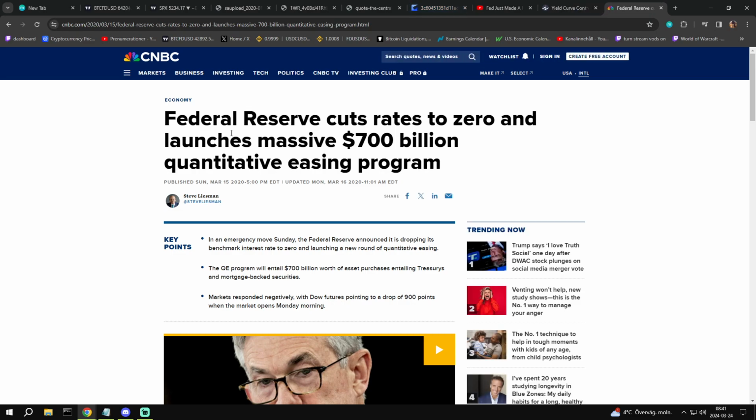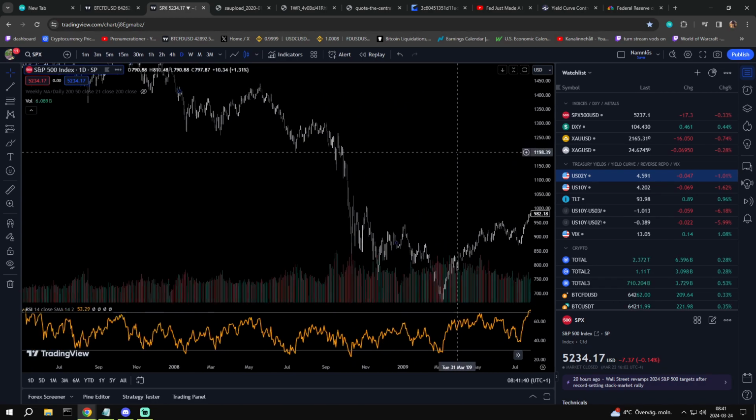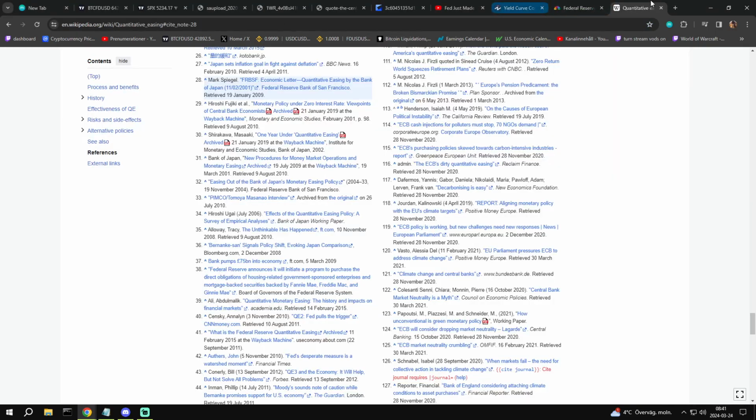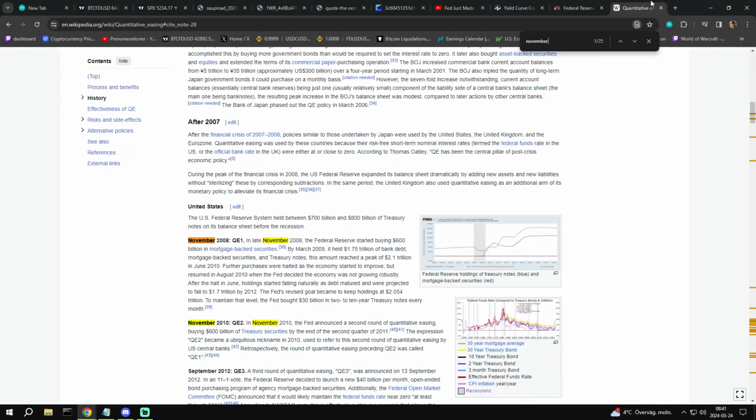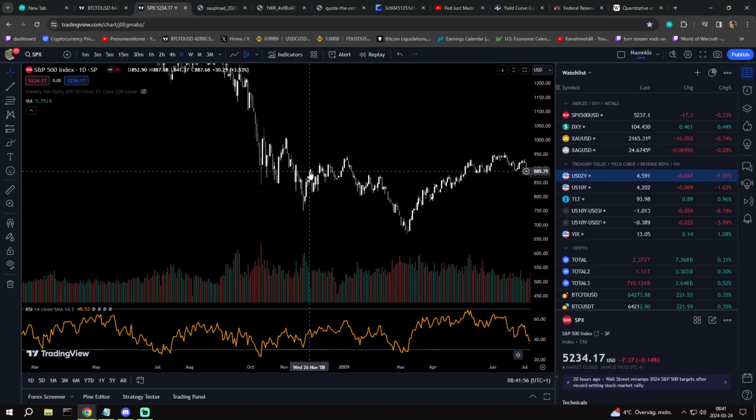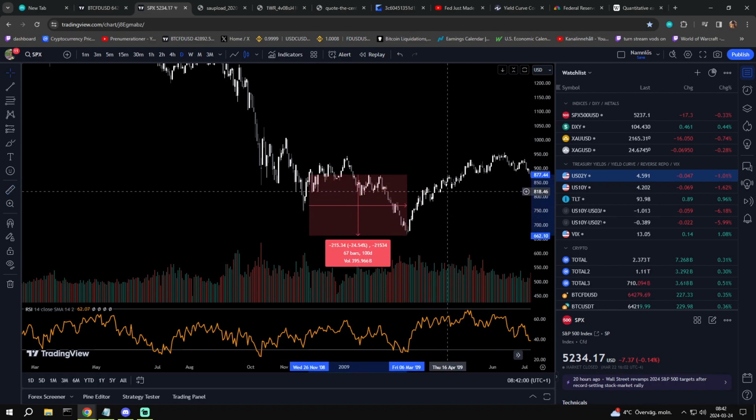Federal Reserve cuts rates this year and launched a massive $700 billion quantitative easing program. March 15, 2020. Did the stock market care? No. What about in 2008? November 2008, QE1. What did the stock market do for November? It was right around here. Let's just take it from here. Market still went down 24%.